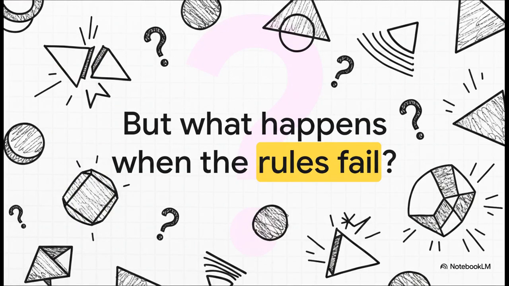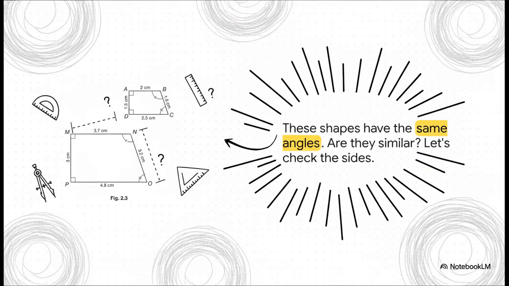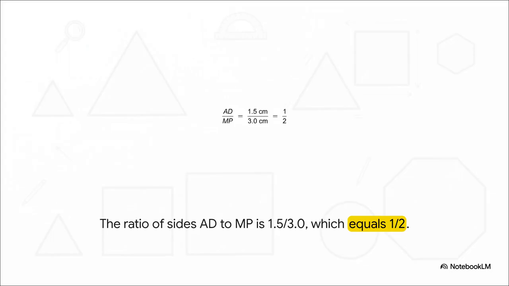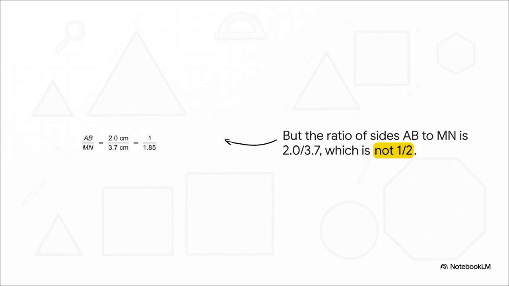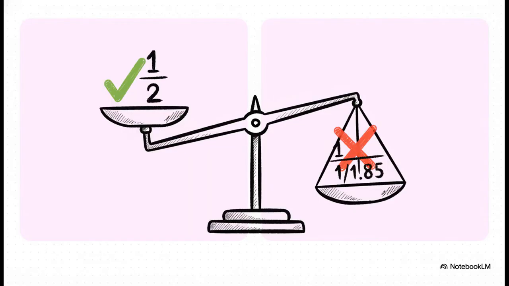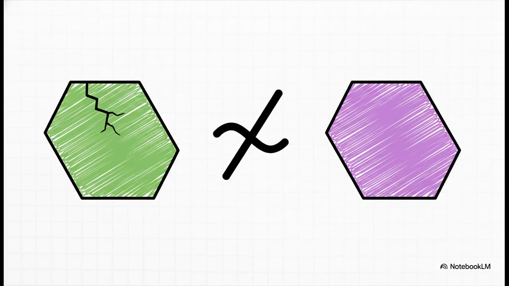Okay, but what about when shapes try to trick you? This is why these rules are so important. Now these two shapes have the same angles, so they have to be similar, right? Let's check. This pair of sides gives us a ratio of 1/2. Looking good so far. But hold on, this other pair of sides has a totally different ratio. That is not 1/2. See? The ratios don't match, so the sides are not proportional. Case closed. So even though they kind of looked alike, these shapes are definitely not similar.